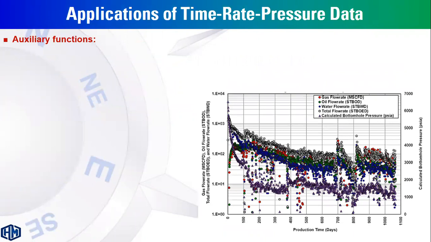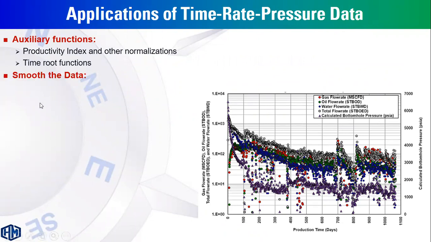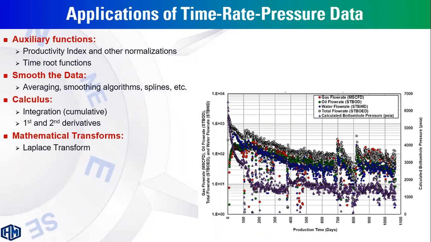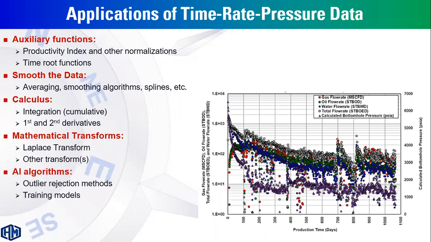So we have this data. Simply, the basic functions are the productivity index and other normalization, and smoothing of data by averaging and smoothing algorithms, integration to have cumulative and also a second or first derivative to reduce the noise in the data and make the data more valid for interpretation and mathematical transformations. And maybe we have other AI algorithms to remove outliers and to match the historical performance.